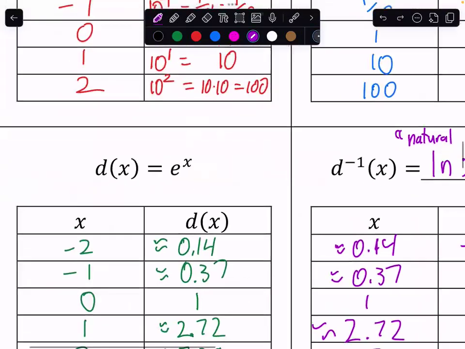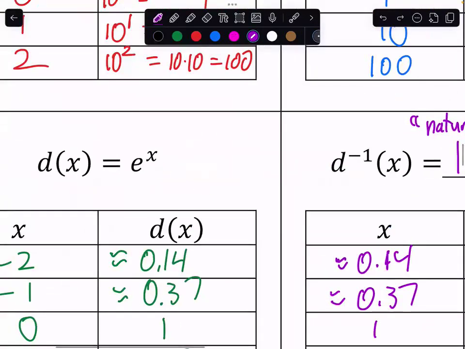So e is Euler's number. Euler was a famous mathematician who lived centuries ago, and he discovered a lot of things. So they named this important number e after him.